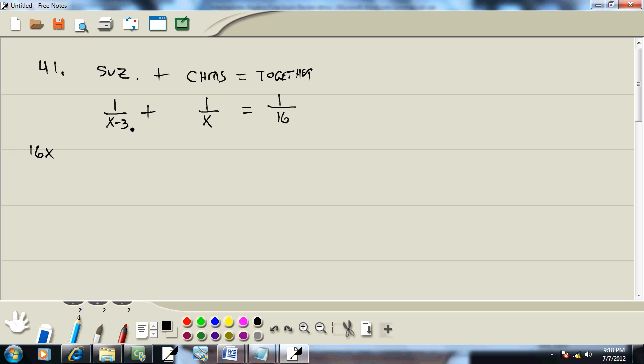Then we look at the next factor, the x minus 3. And we're looking for the greatest number of x minus 3's in any single denominator. There's 1 here, none here, none here. So it'd be 1. And that's our LCM. So multiply by 1 over x minus 3. We'll multiply it by the 1 over x. And we'll multiply it times the 1 over 16.